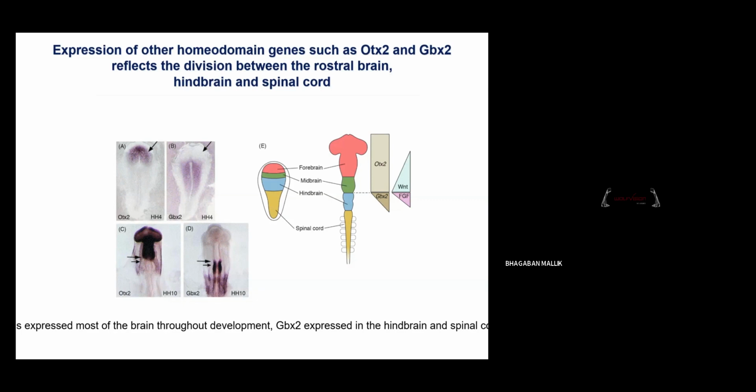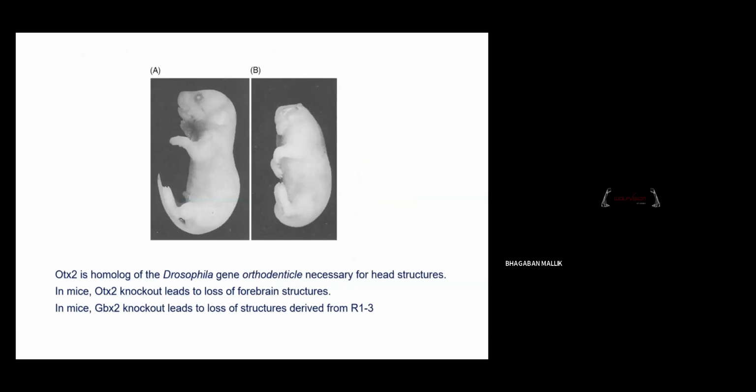Okay, so now in Drosophila, OTX2 has a homolog, the gene orthodenticle, which is required for the development of the head structure. In mice, knockout of OTX2 leads to the loss of the forebrain, the prosencephalon. So in the mice, you can see that the forebrain is not developed when OTX2 is lost.